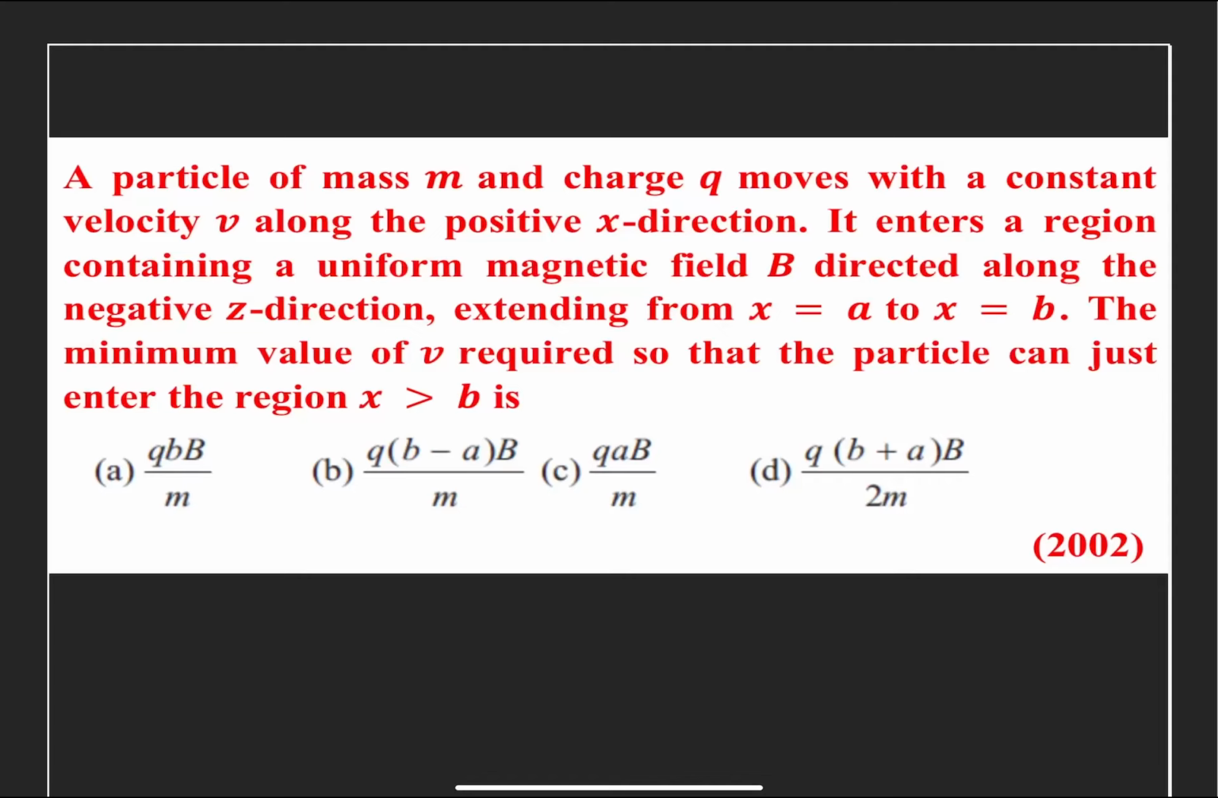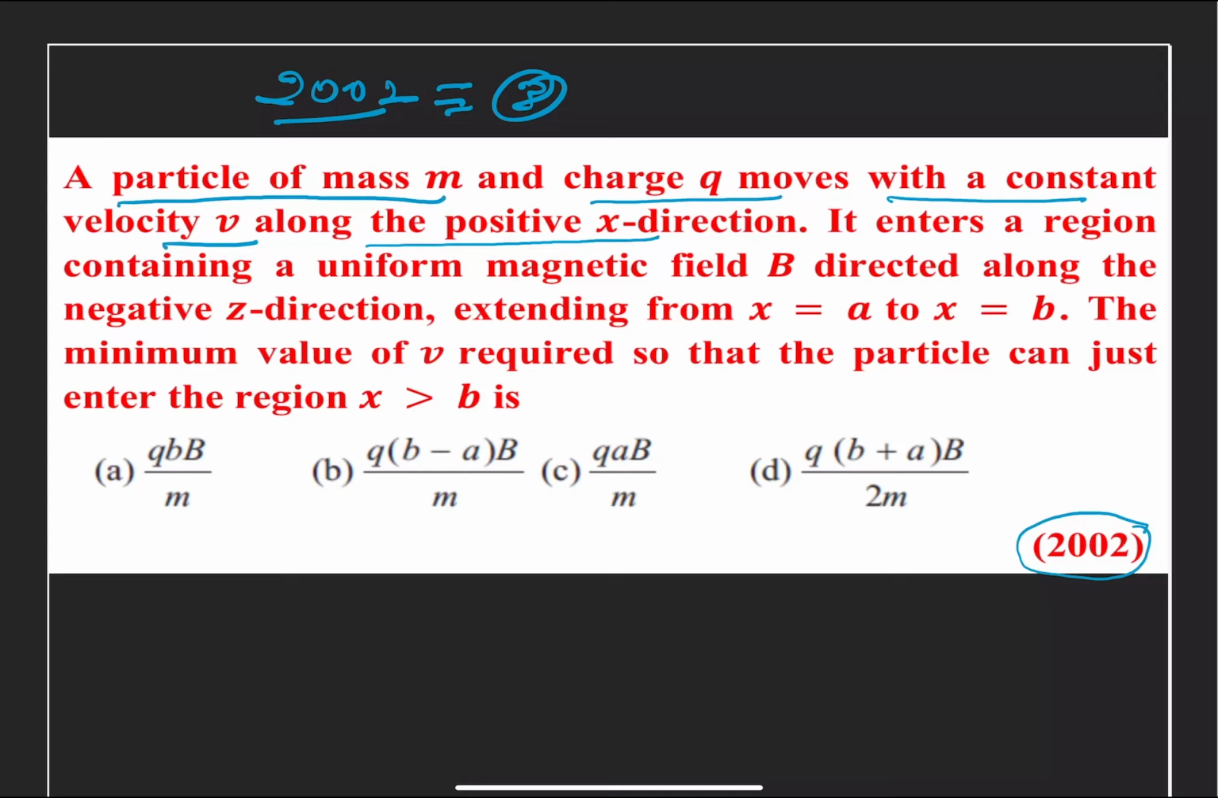Hello friends. So today we are going to discuss a few questions which were asked in the year 2002. There are a total of 3 questions from the year 2002. The first question asks: a particle of mass m and charge q moves with a constant velocity v along a positive x direction.